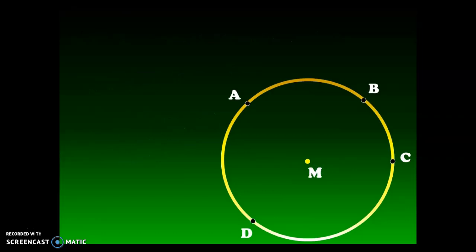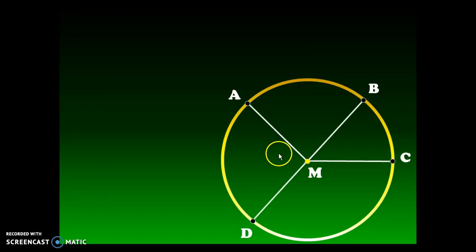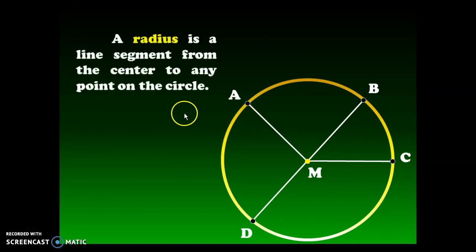Now, a while ago, I told you that a circle is made up of a set of all points that are of equal distance from the center. Like this. Now, the distance from the center to a point on the circle is what we call a radius. Now, what is actually a radius? A radius, or radii in plural form, is a line segment from the center to any point on the circle.